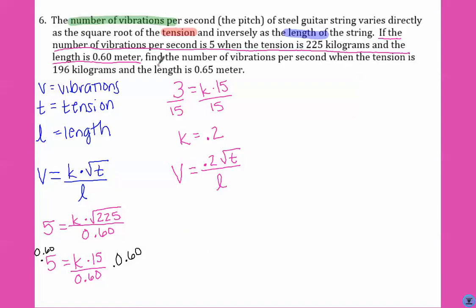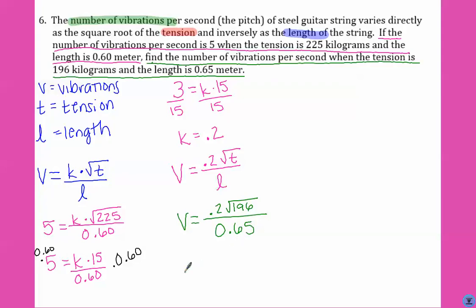And then finally answer the question. Find the number of vibrations per second when the tension is 196 kilograms and the length is 0.65 meters. So vibrations equals 0.2 times the square root of 196 over 0.65, so that we get that V equals 4.308. Since we had decimals given to us in the word problem instead of fractions, I'm fine with you leaving your answer as decimals. So basically just follow what was in the problem.